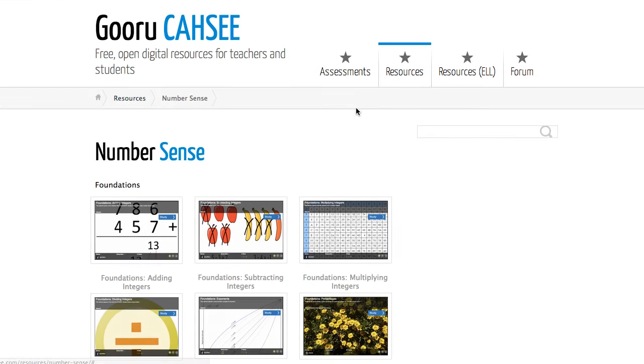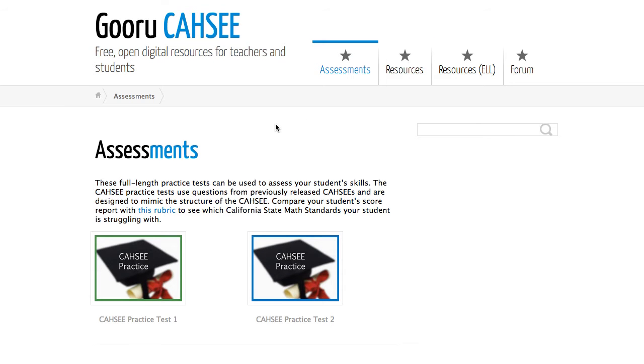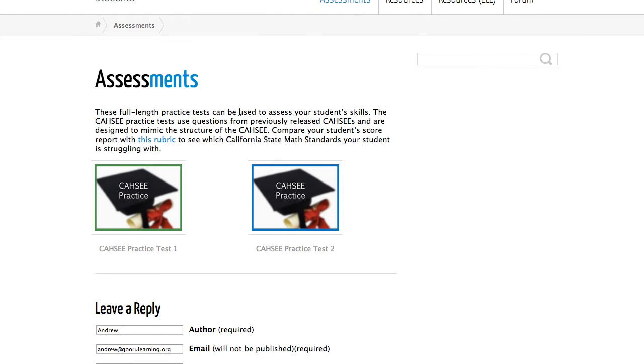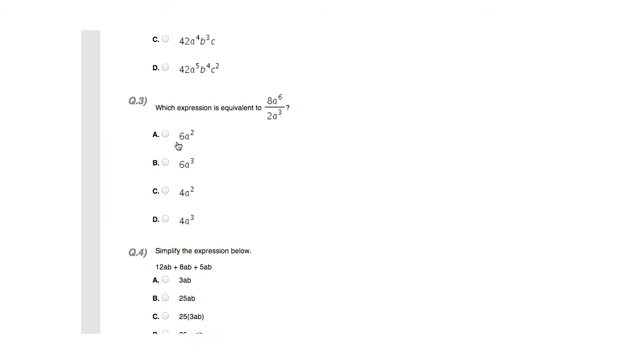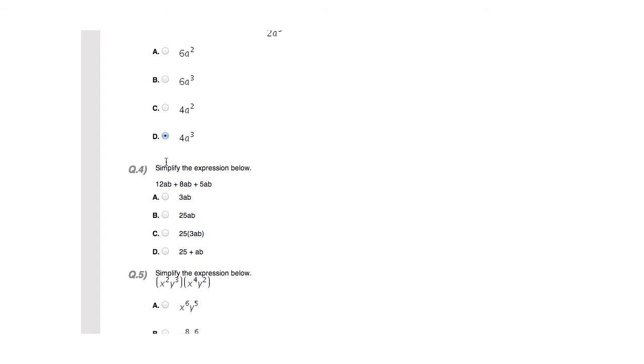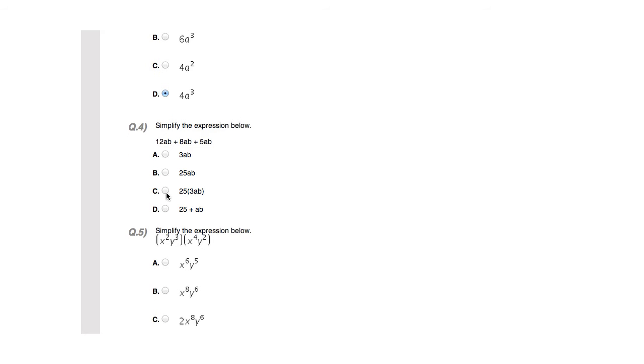So that's the Resources page. Now let's take a look at the Assessments page. On this page, you'll find links to 2 full-length 80-question CAHSEE practice tests. These practice tests recycle questions that were previously used on the CAHSEE and that have been released to the public by the state of California. Each test is structured so that it mimics the actual CAHSEE as closely as possible.